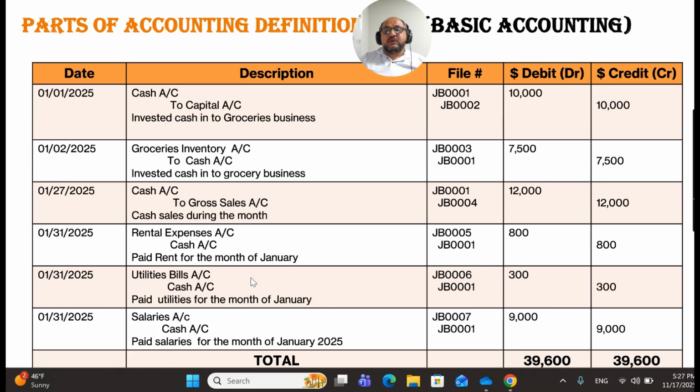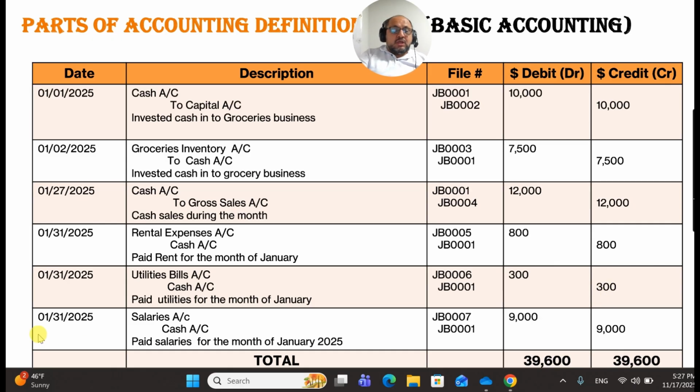Again, on 31st, 2025, he paid the utilities bill. What does utilities bill mean? Utility bills mean electricity bill, gas bill, water bill, parking lot bill, and so on. These are expenses. An increase in expenses is recorded as debit, and a decrease in cash or current asset is recorded as credit.